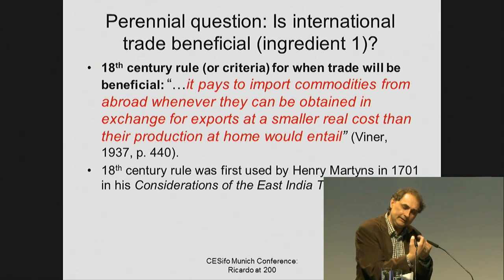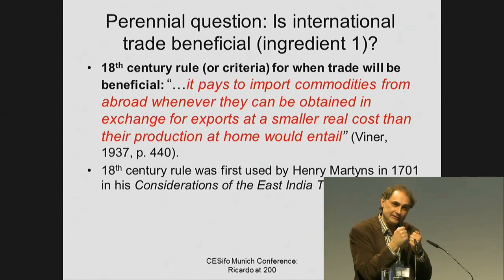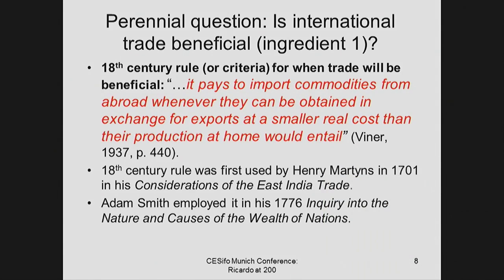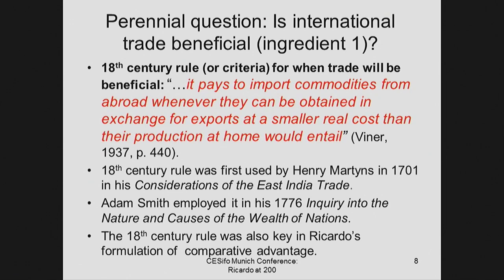Implicit in the discussion is that you could also produce domestically what you import, but at a higher cost. Adam Smith also employed it in his Inquiry into the Nature and Causes of the Wealth of Nations, and Ricardo also made careful use of this 18th century rule of the gains from trade, comparing imports versus exports in terms of how costly they are.